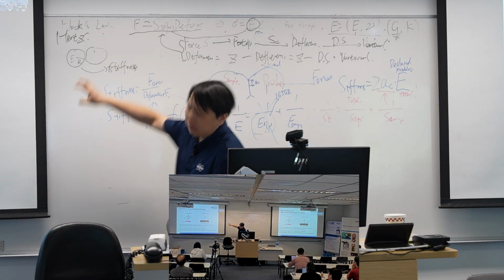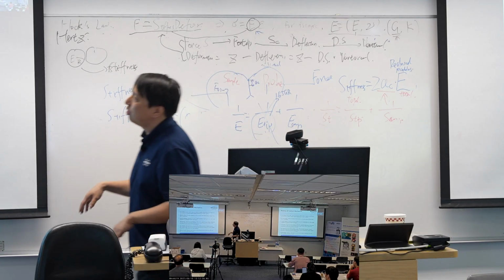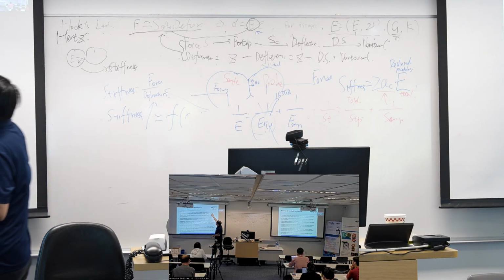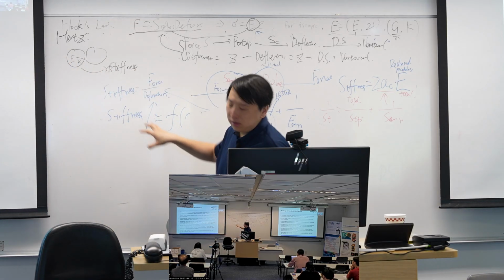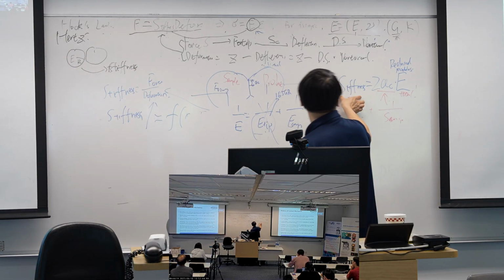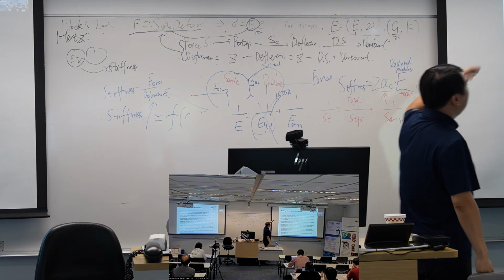So after that, the job is quite easy. The history is he established his model. It's quite simple: the stiffness equals 2AC times modulus.